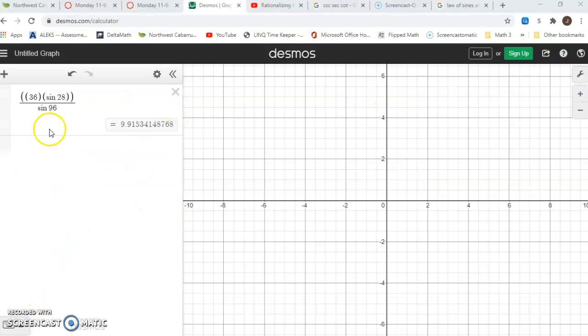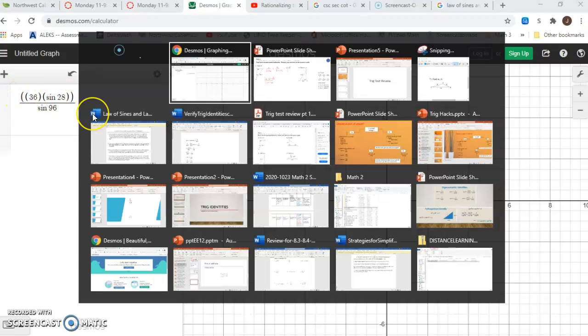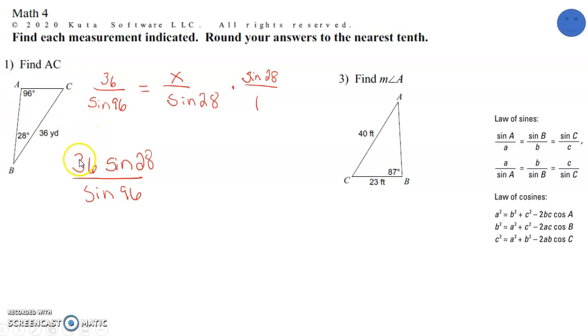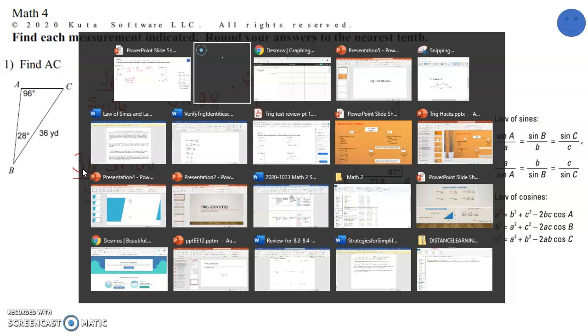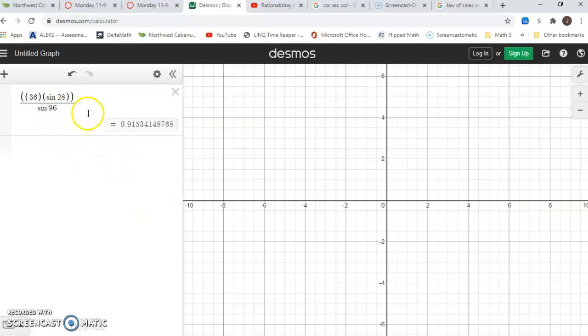So we came over to Desmos and put it in like this. Make sure that you're putting the top over the bottom. To do that, I have the big set of parentheses out here. Remember, we've got 36 times the sine of 28. I put the 36 in front on purpose because you don't want to say sine 28 36. That's not going to work out too well. So put the 36 in front. Then we have 36 times the sine of 28 all over the sine of 96.